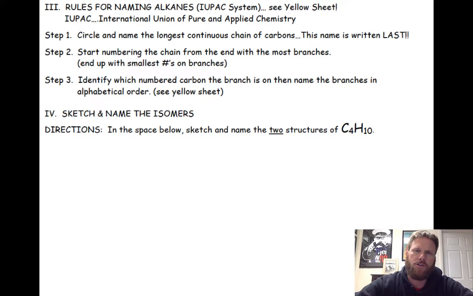On the back of that functional group sheet are 2 tables that will help you name hydrocarbons. The top part of the functional group sheet will help you name the long continuous hydrocarbon chain. The bottom half of the back of the functional group sheet will help you name the branches that come off of that chain. So let's go ahead and get started by drawing the 2 structural isomers for C4H10.